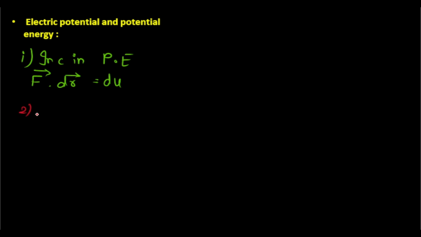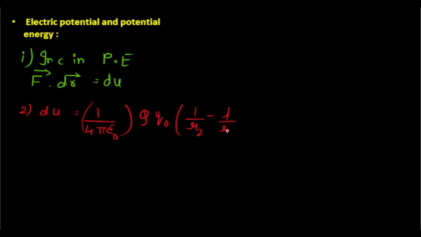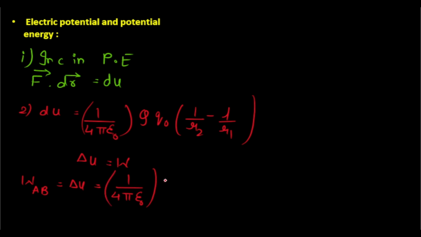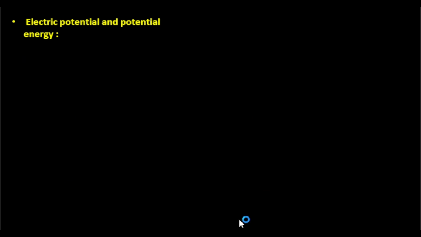Now, second, dU is equal to 1 by 4 pi epsilon naught into q into q naught, into 1 upon R2 minus 1 upon R1. But the change in potential energy is equivalent to work done. So W_AB is equal to the change in U, which is equal to 1 by 4 pi epsilon naught into Q into Q naught, into 1 upon R2 minus 1 upon R1. This will be our formula.